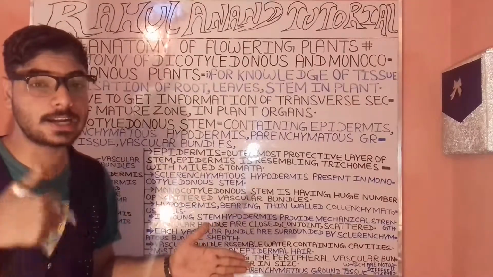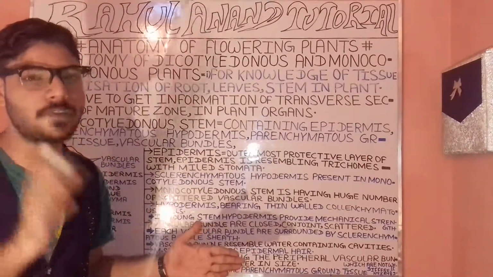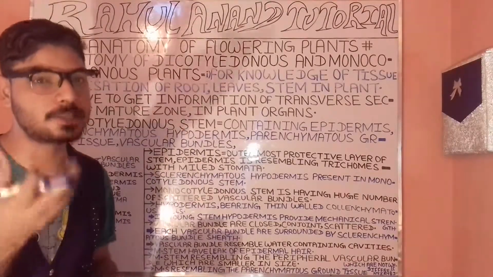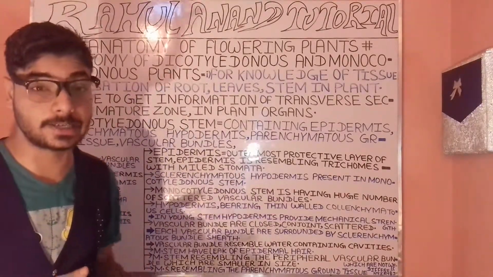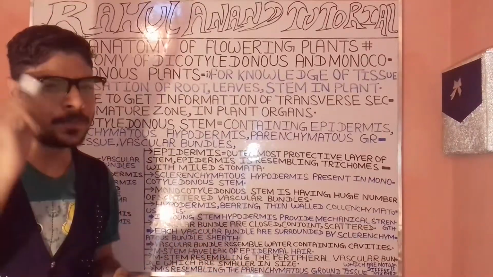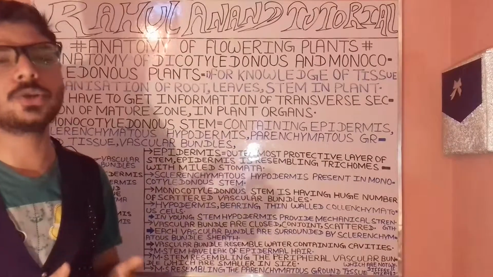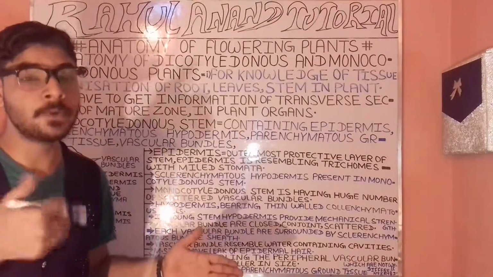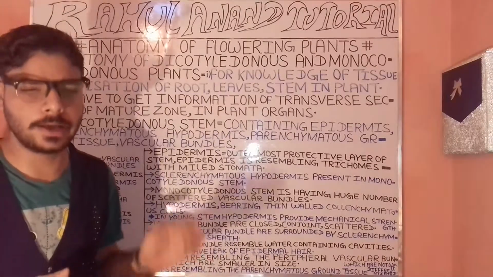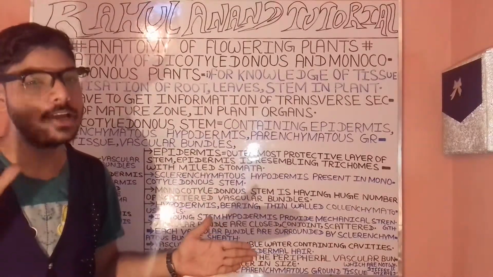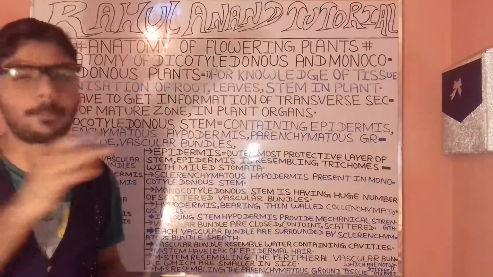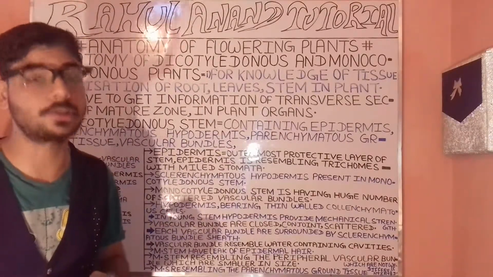For understanding this, we have to get the information on the basis of the tissue level of organization, in terms of the root, the stem, and the leaves. You have to get the knowledge on the basis of the transverse section of the mature zones of your plant's organs, and you are very clear about that.